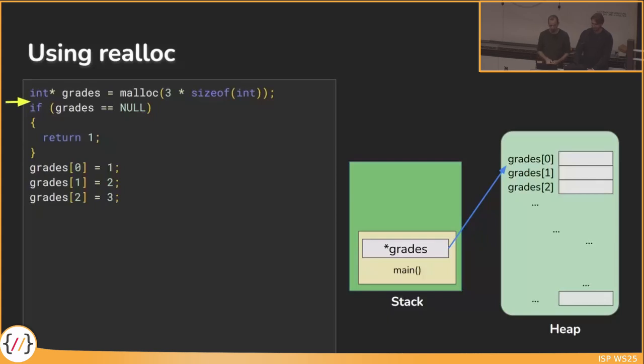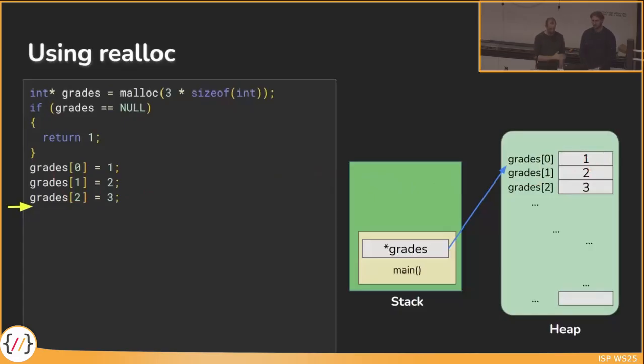Okay, so how to use realloc? Let's say again we have here our malloc array with 3 times size of integers, so we are creating 3 times 4 bytes, and storing that in the grades pointer, which is basically an array of 3 integers. We check here if malloc works or not, and then I store here 3 values, 1, 2, 3. So when the memory allocation works, then I can store 1, 2, 3 here, and on the heap in my memory, the values are there.